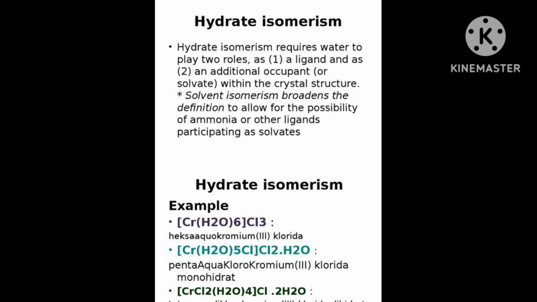Only the ligand's position you are changing with the metal. Where cyanide was there, you take NH3, and where NH3 was there, you bring cyanide. The number of ligands is the same. Then the new complex that will be formed is cobalt CN whole 6, and the other will become chromium NH3 whole 6.